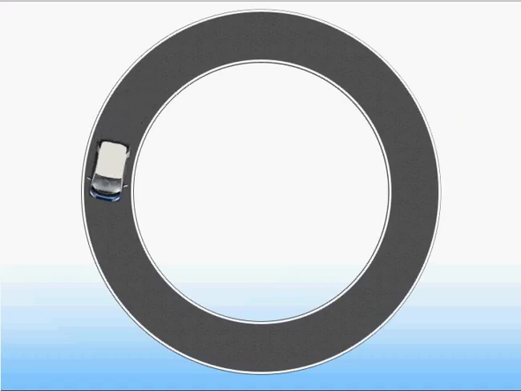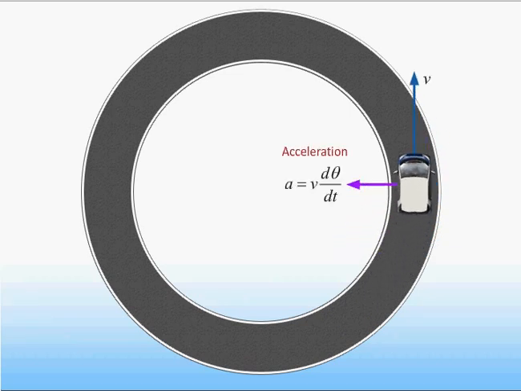We saw on the last slide that an object following a circular path with a constant speed has an acceleration that points toward the center of the circle with a magnitude equal to the speed of the object times the time rate of change of its direction, d theta dt. Since the acceleration vector always points towards the center, we say this motion has centripetal acceleration.